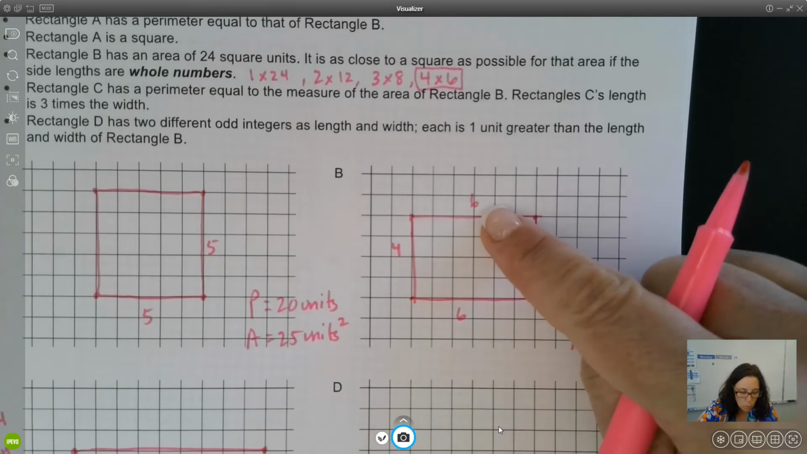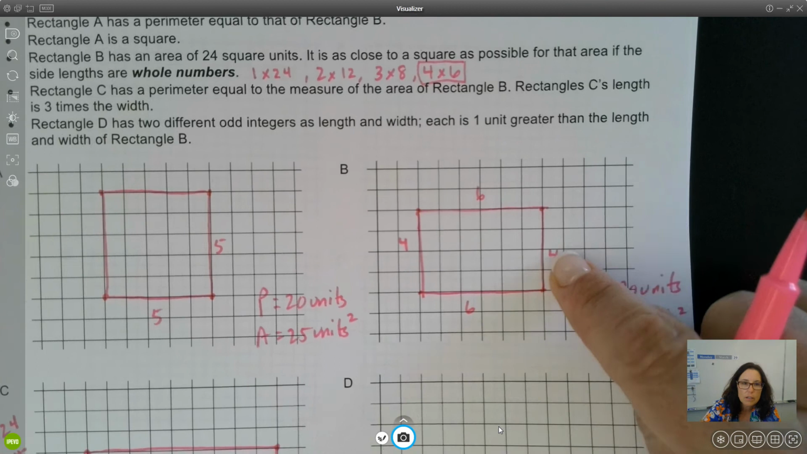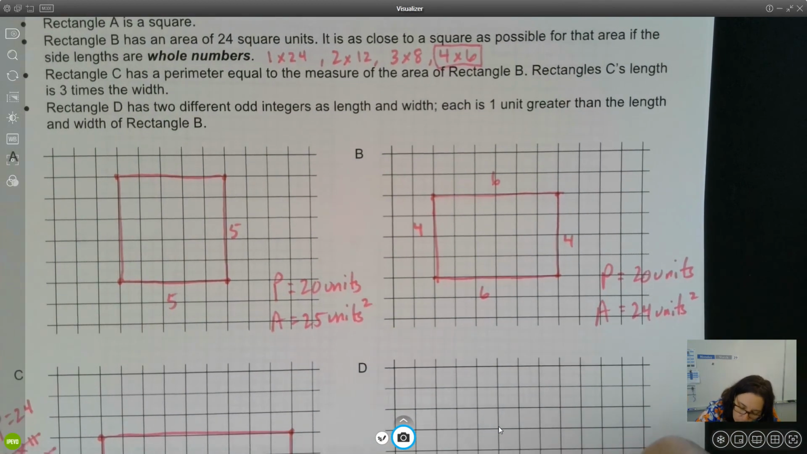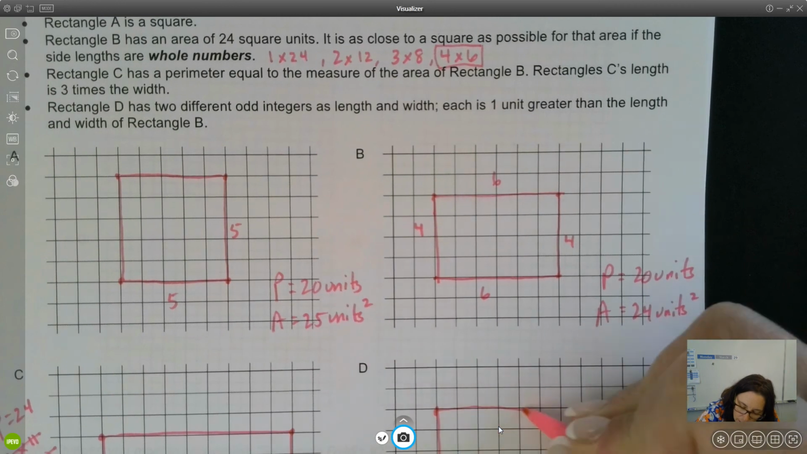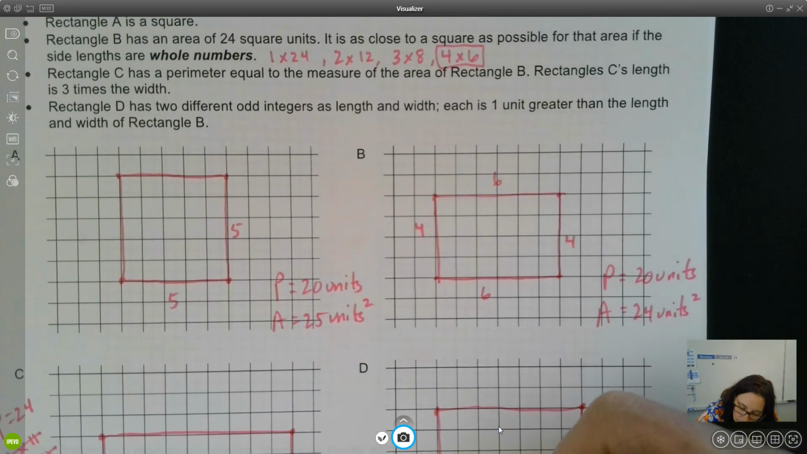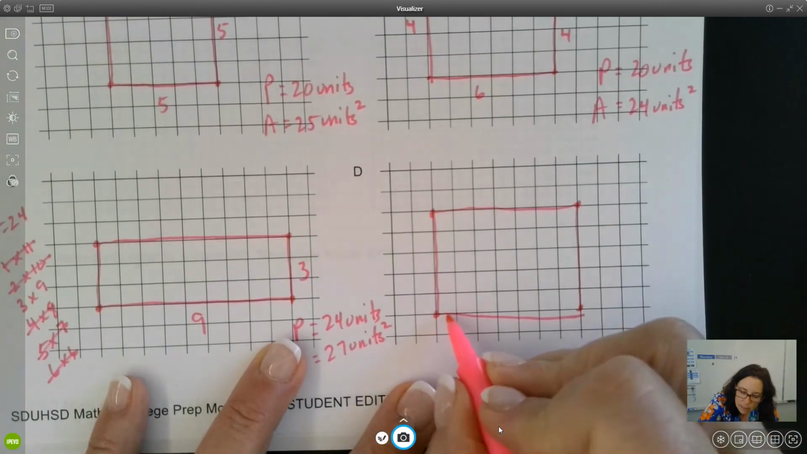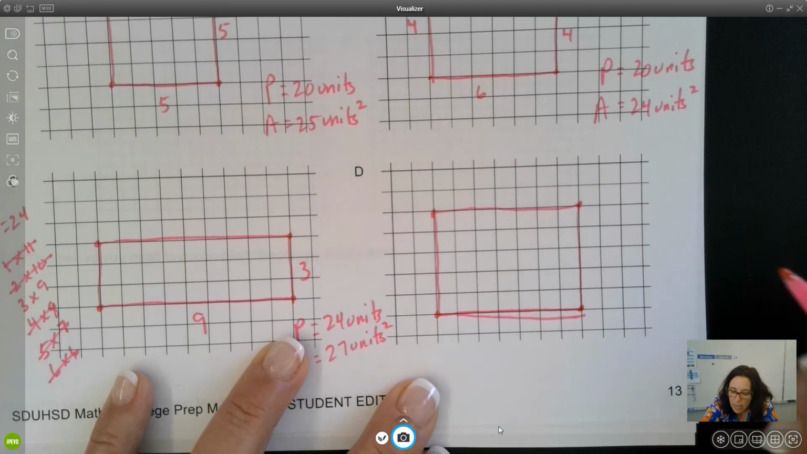So 1 greater would be 7 by 5. And those are odd. 1, 2, 3, 4, 5, 6, 7. 2, 3, 4, 5. Oops, kind of came off that line, but probably should be using a straight edge here. So I don't do that.